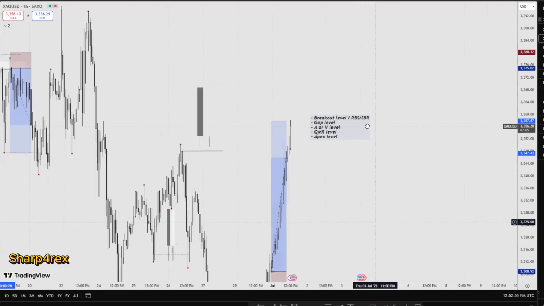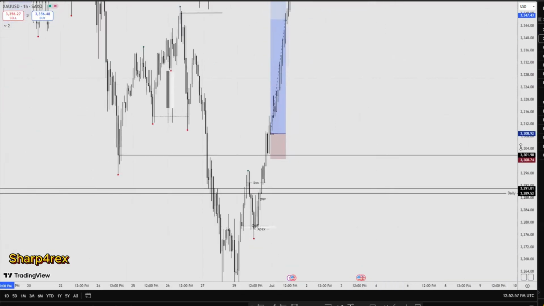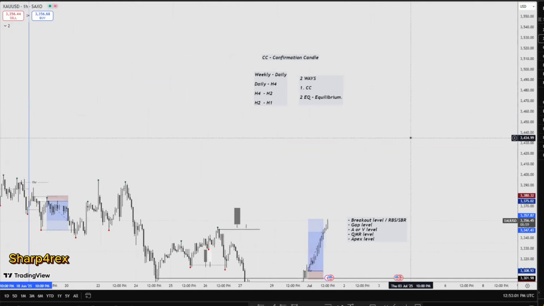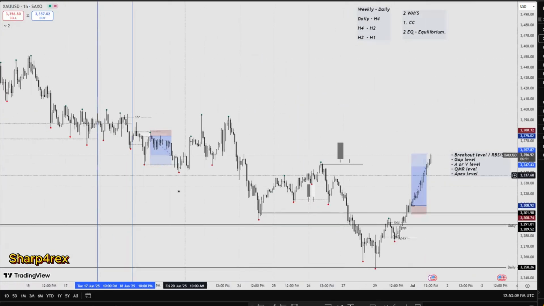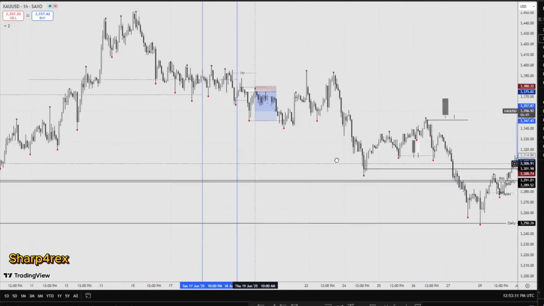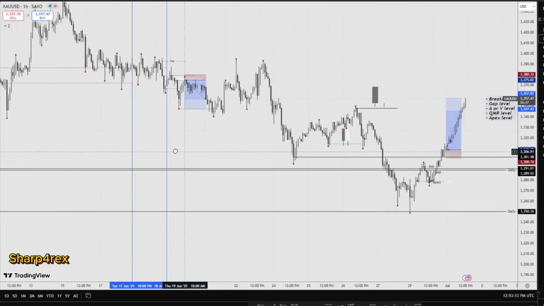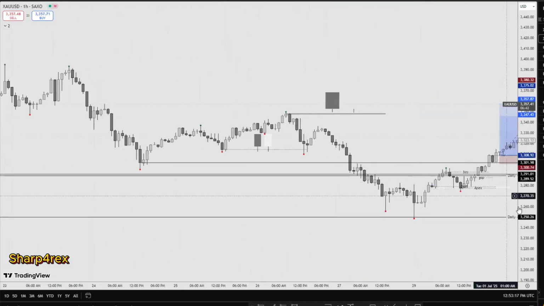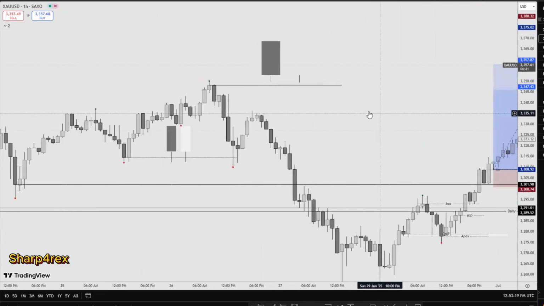So I told you one way: we are looking at the CC purely on the same time frame. Just like this, this one that we're doing, on the same time frame.